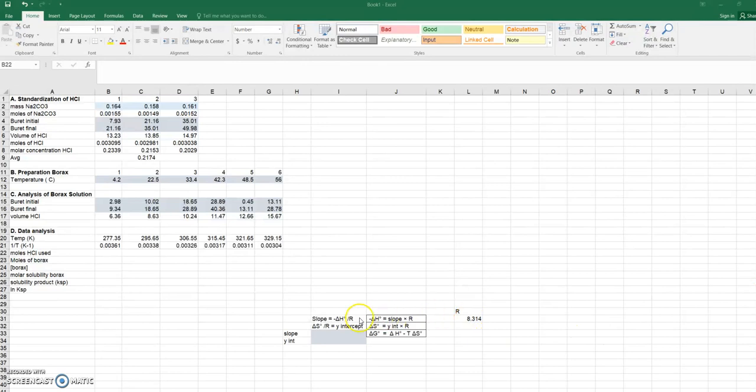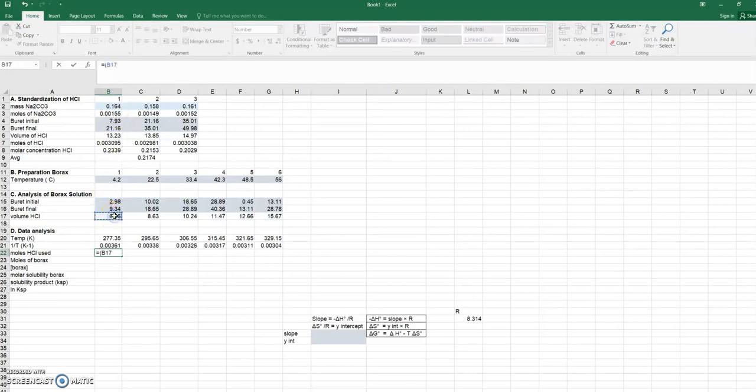And then to determine moles used, we're going to multiply the volume used times the concentration that we found, the average concentration. So this is going to be moles used equals, I'm going to do parentheses here.